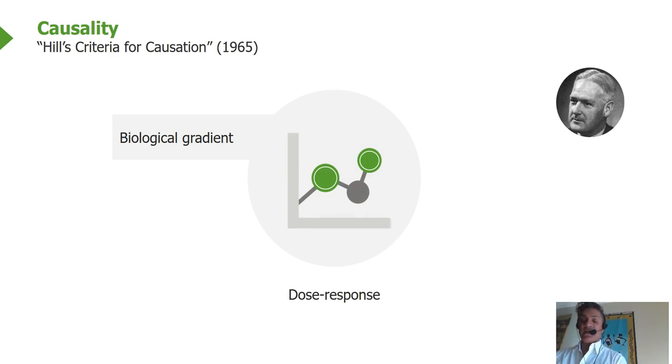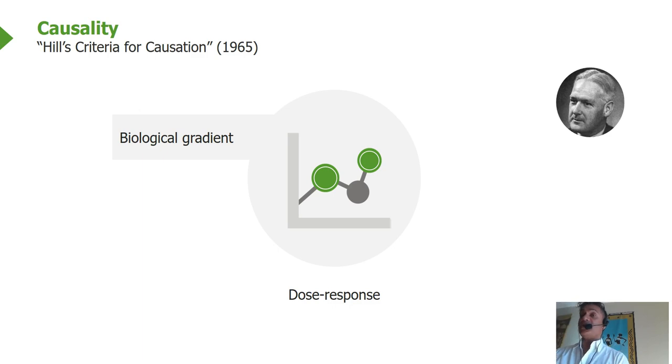What that means is, if you were to smoke 2 packs of cigarettes a day versus 1 pack, does your risk of getting lung cancer increase? If you smoke several packs of cigarettes per week versus having a cigarette once every few weeks, is your risk of lung cancer heightened? And it is. So in other words, the more exposure, the more outcome. The less exposure, the less outcome.